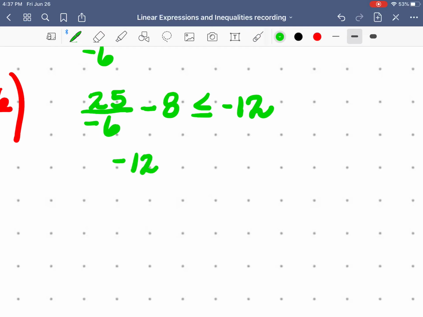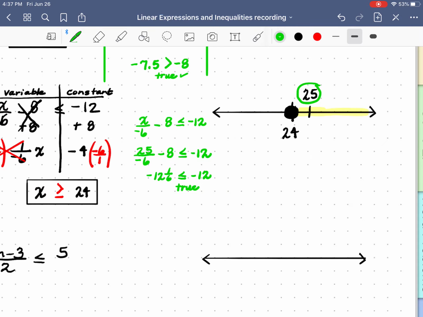Negative 12 and 1/6 is less than negative 12, and that's true. Negative 12 and 1/6 is deeper in the hole. It's further from 0 than the other side. So this is a true statement, and that tells me that my math is correct. This checking step helps me to see that my solution is correct.